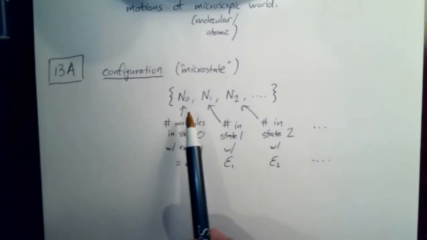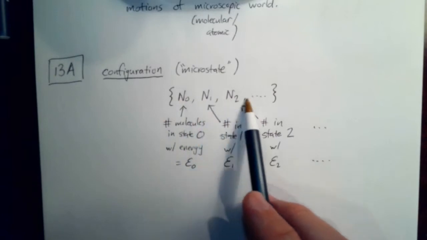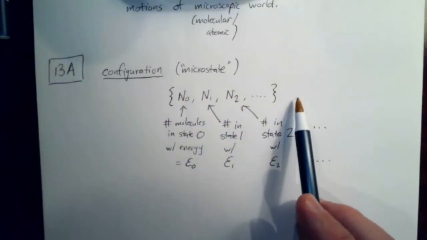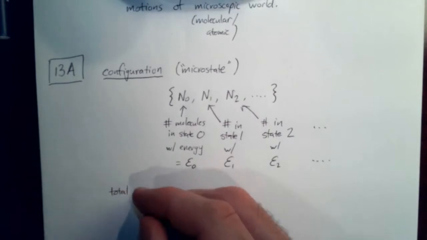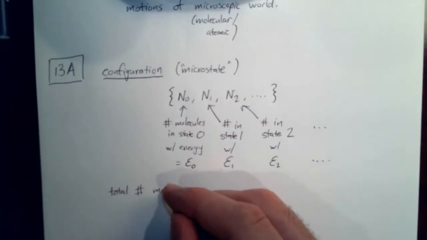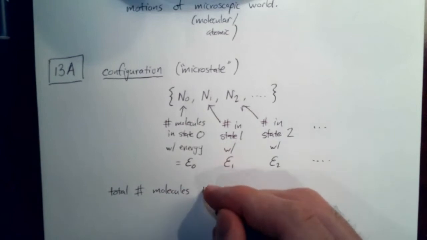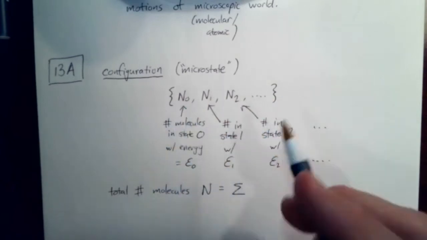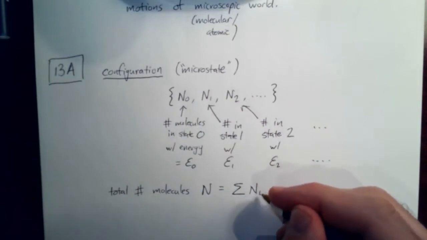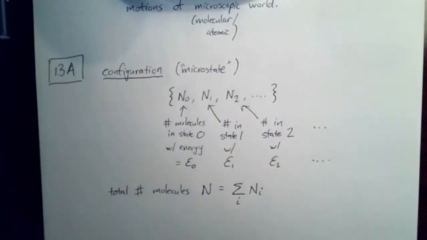And then if we add all of these numbers up, we should get the total number of molecules in the system. So the total number of molecules, N, is equal to the sum of all of these, which we'll call N sub i, the sum over i of all the N sub i.